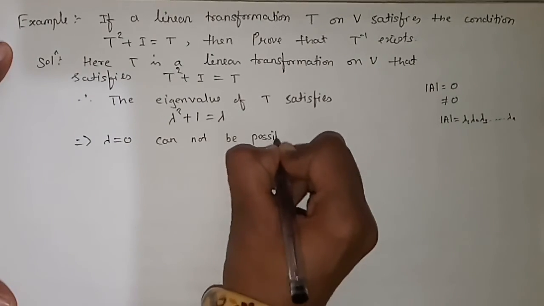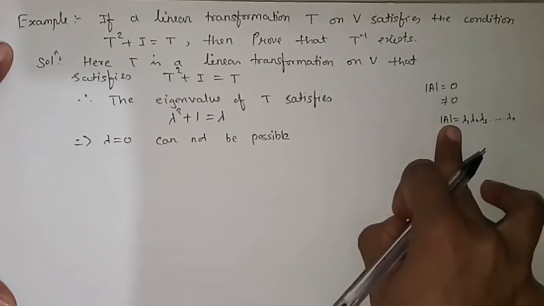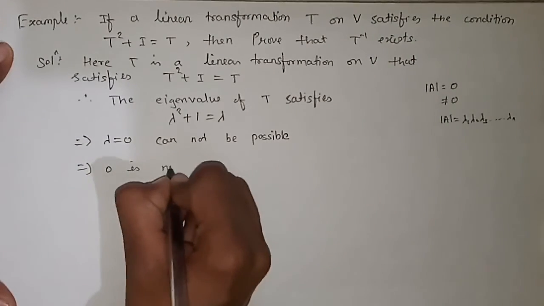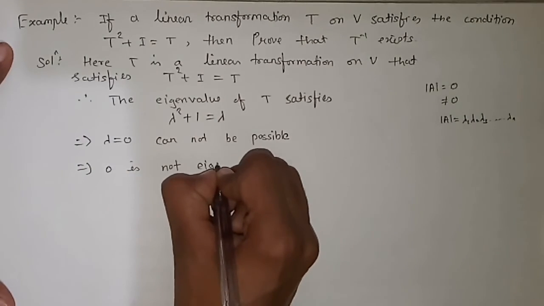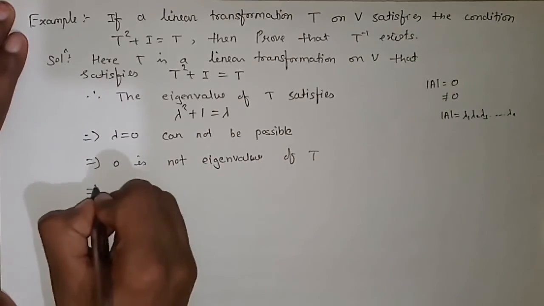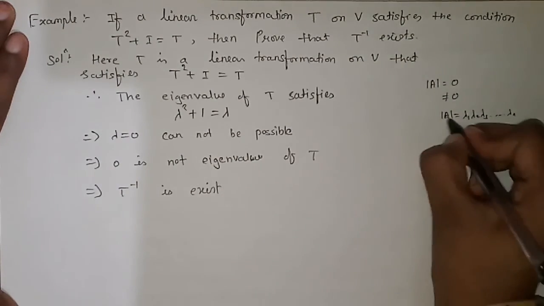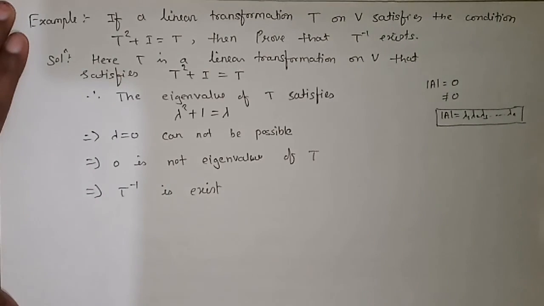So if my lambda is not equal to 0, that is none of the eigenvalues are 0, then the determinant is also not equal to 0. Then 0 is not an eigenvalue of this T. Therefore, 0 is not an eigenvalue of T. This implies that T inverse exists. So this one is, I think, a new thing for you. So remember always that the determinant of any matrix is equal to the product of all its eigenvalues.